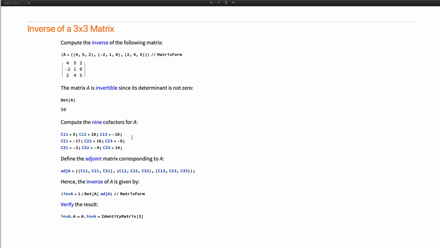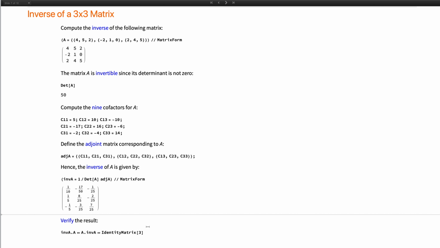Work out the cofactors. There are 9 of them over here. Work out the adjoint matrix, compute the inverse, and you can then check that the inverse is actually correct in this case. So the idea is to compute the cofactors in the normal way and then work out the inverse. But that's a very nice application of determinants.